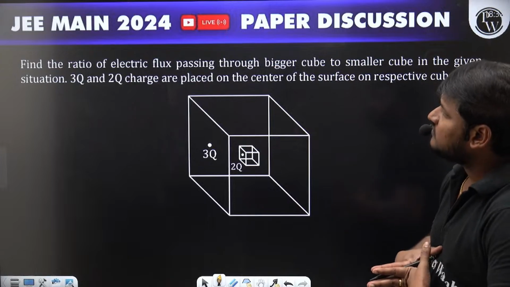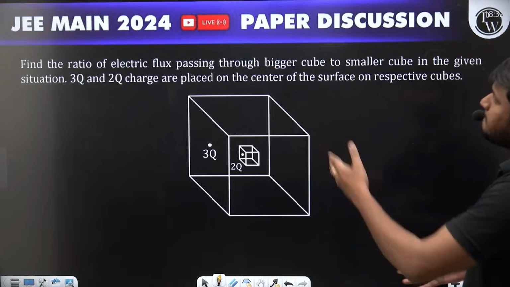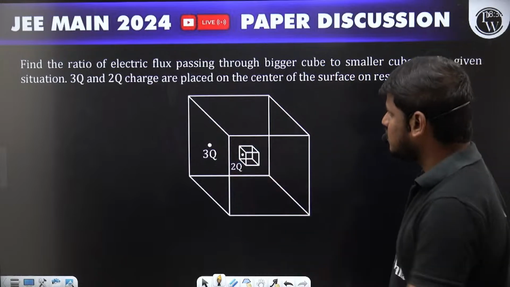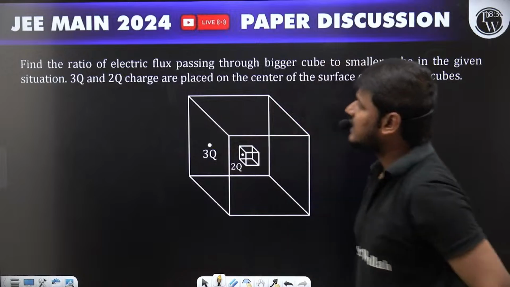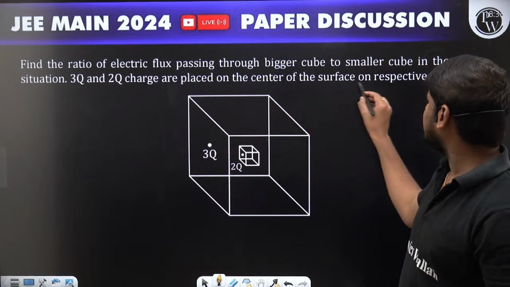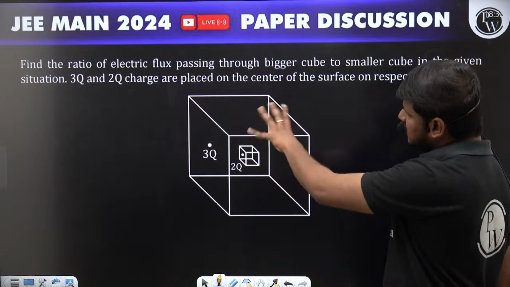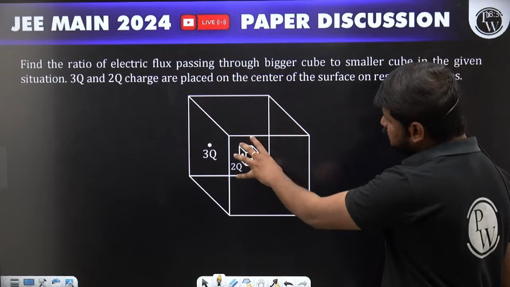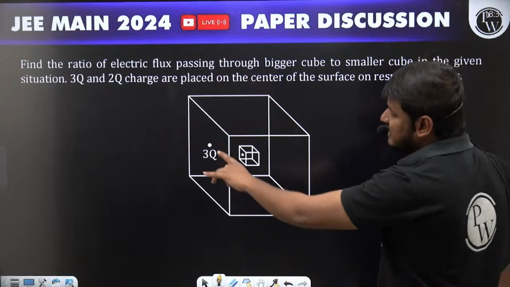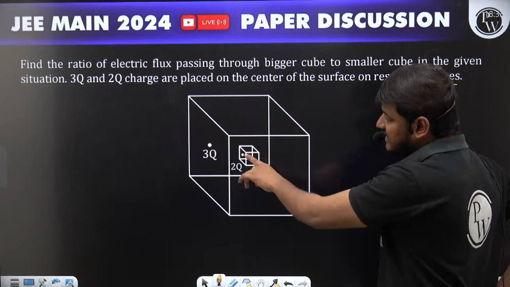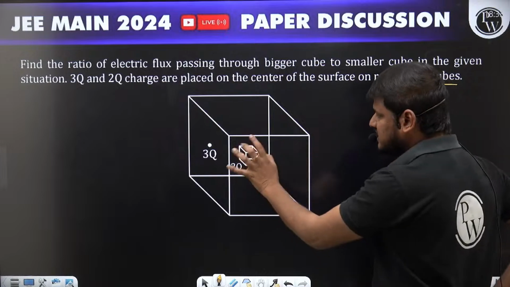So the next question, find the ratio of electric flux passing through the bigger cube to the smaller cube in the given situation. 3Q and 2Q charges are placed at the center of the surface on respective cubes. So there are 2 cubes, one larger cube and another one a smaller cube. At the face center of the larger cube, 3Q charge is placed. At the face center of the smaller cube, 2Q charge is placed.